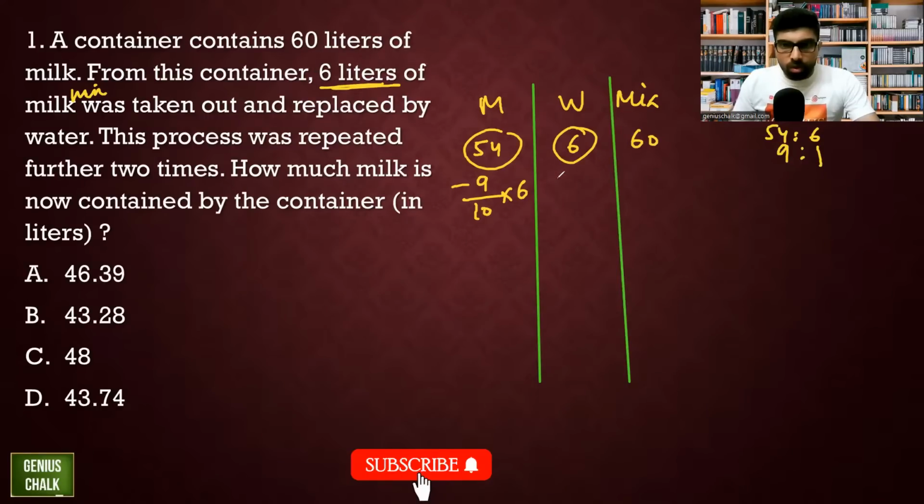Okay, now water will also come. The ratio is 1, total is 10. So 1 by 10 into 6. And from the mixture, we are just drawing 6 liters. So it will be 6.